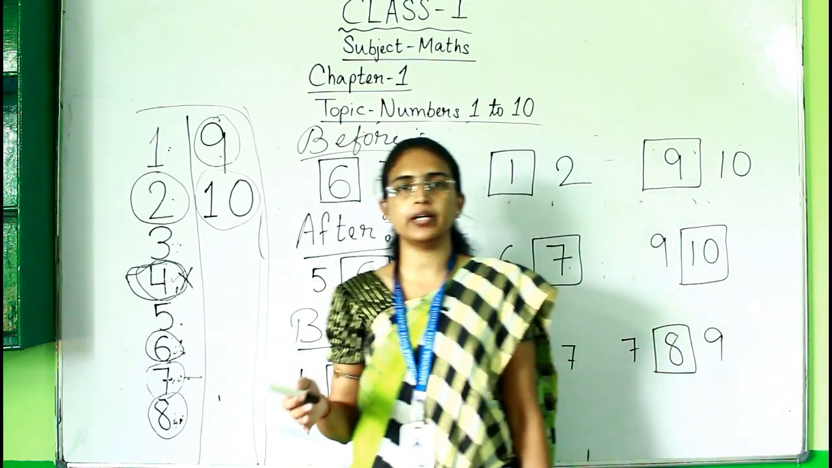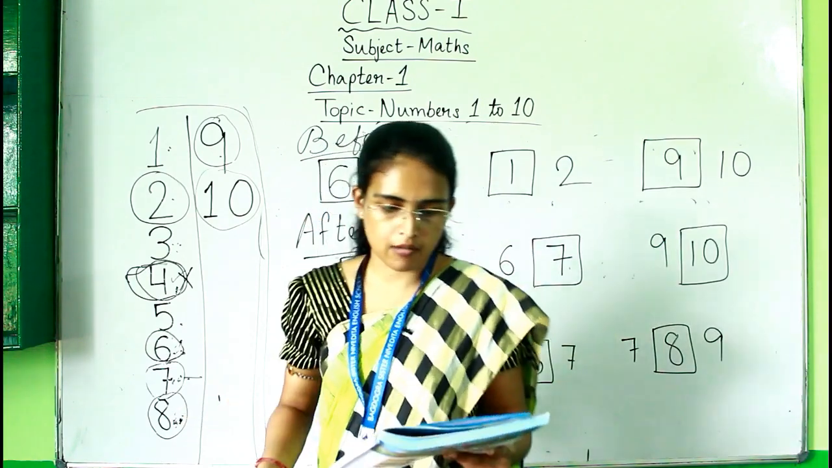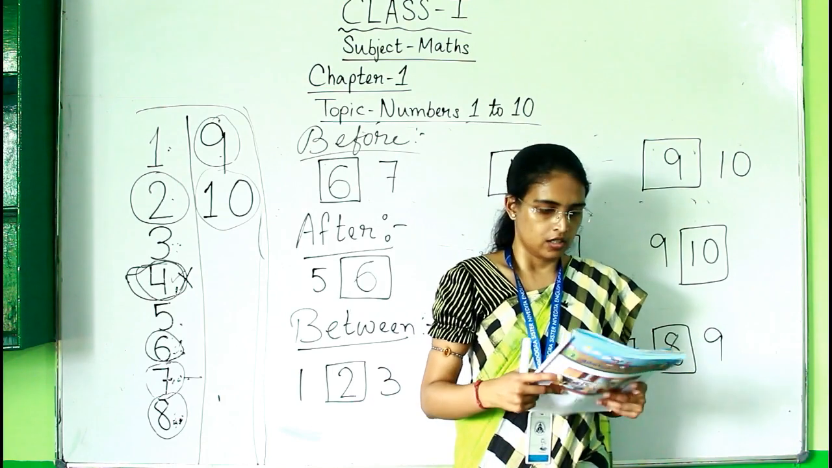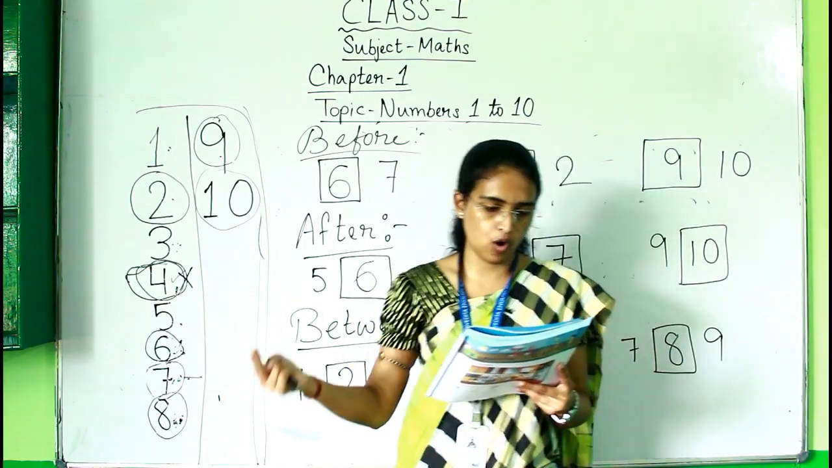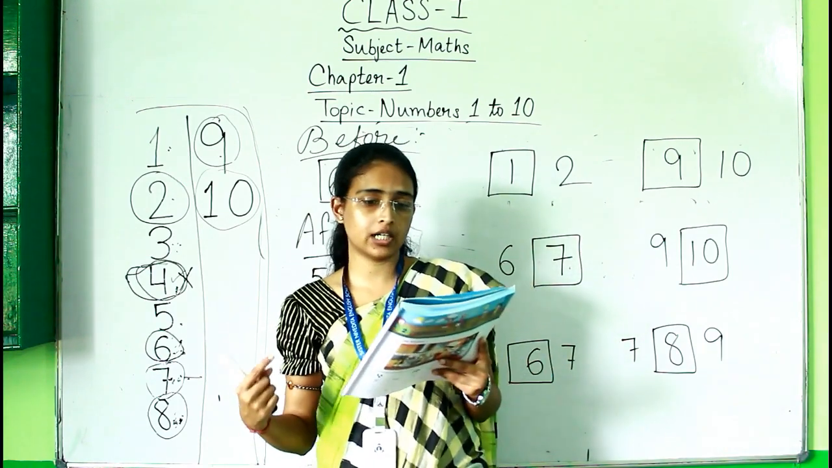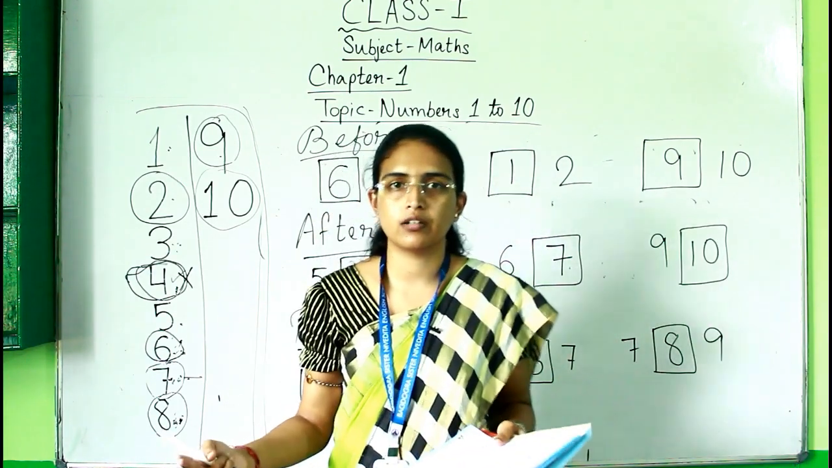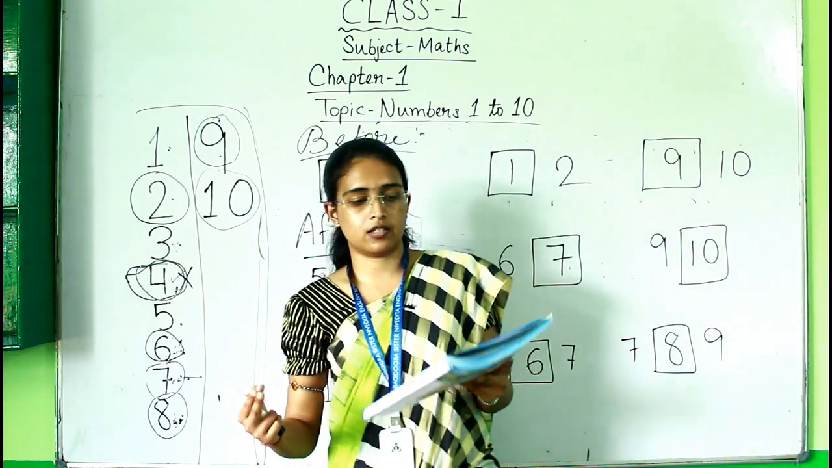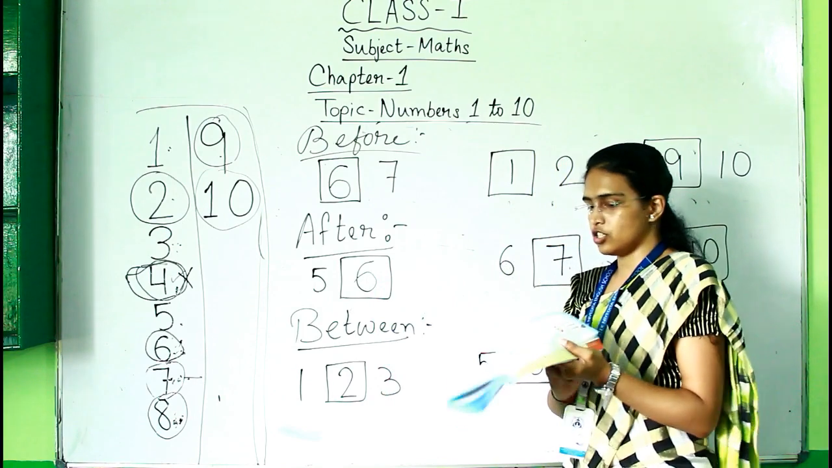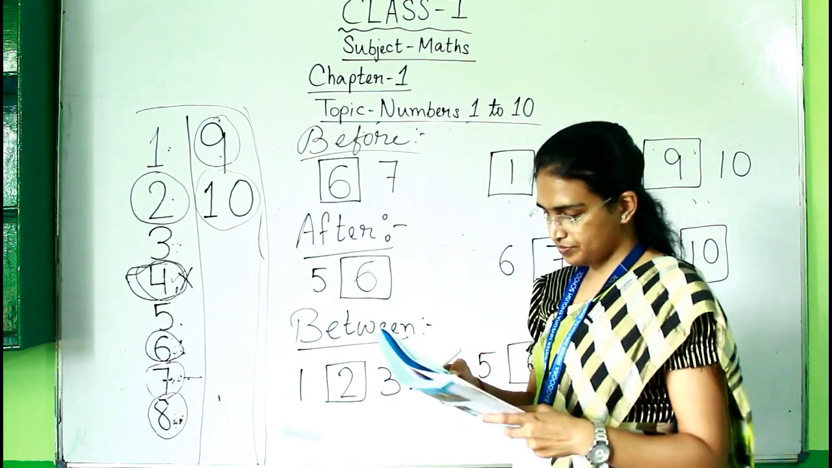And one more means the number which comes just after any number. That is one more. Like 5. What comes after 5? Yes. After 5 is 6. It is just like before and after.